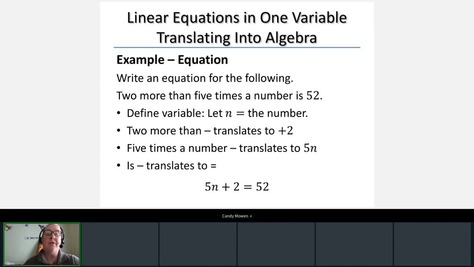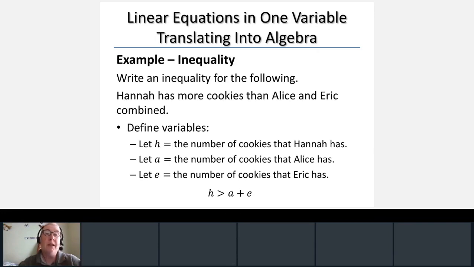Two more than five times a number is 52. The word "is" indicates equal. Okay, so again, we're going to let n be the number. We have our translate to plus two. Five times is 5n. So it's 5n plus two equals 52. Now we have an algebraic equation.